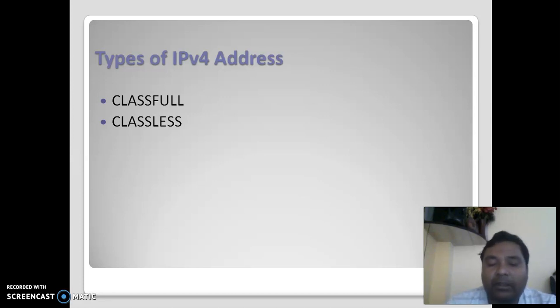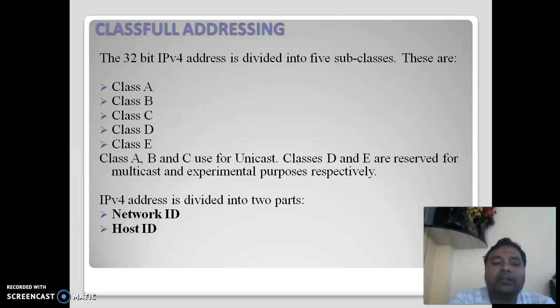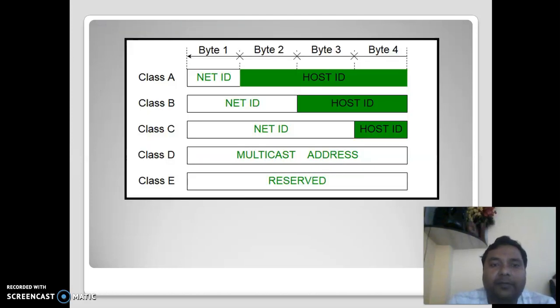Now first we talk about classful addressing. IP version 4 classful addressing is divided into 5 classes: class A, class B, class C, class D and class E. Here class A, B, C are used for unicast, class D is used for multicast and class E is reserved for research and experimental purposes. IP version 4 address is further divided into 2 parts. First part is called network ID, second part is called host ID.